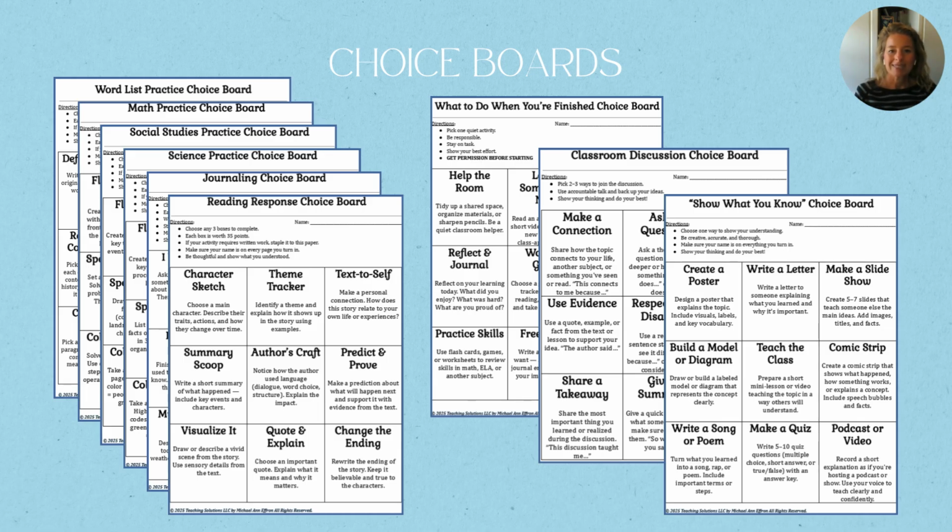You will find 6 subject-specific, ready-to-use, and fully editable boards, including wordless practice, math practice, social studies practice, science practice, journaling, and reading response. There are also 3 flexible choice boards that work in any classroom, including Show What You Know for assessment options, classroom discussion, and what to do when you're finished. These 3 universal posters can become posters on the wall, placed in binders, or shared digitally so students always know what their options are.